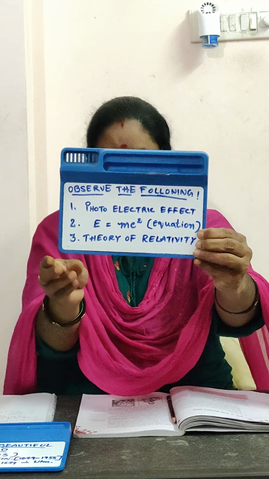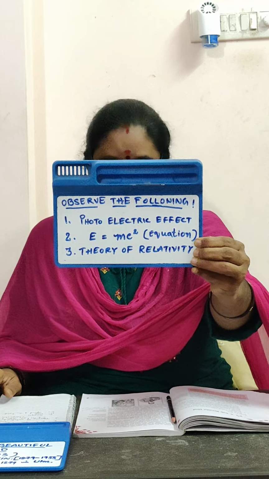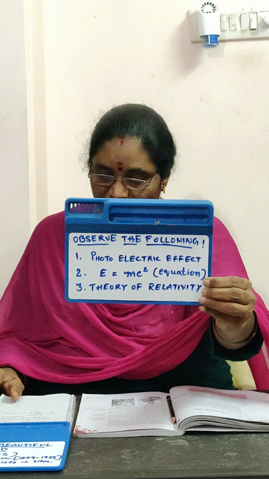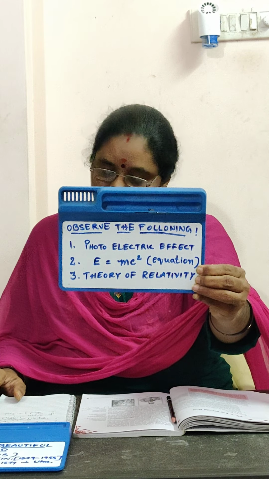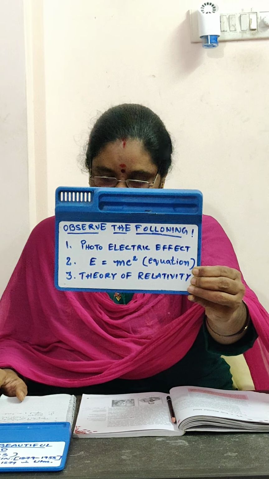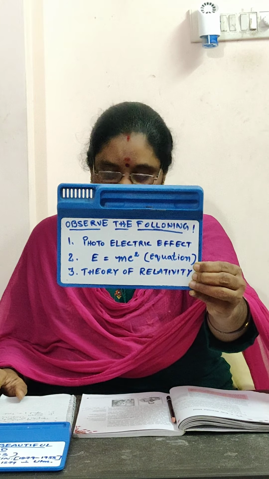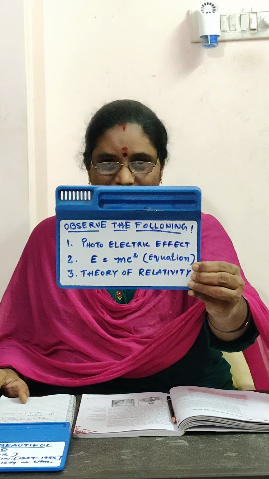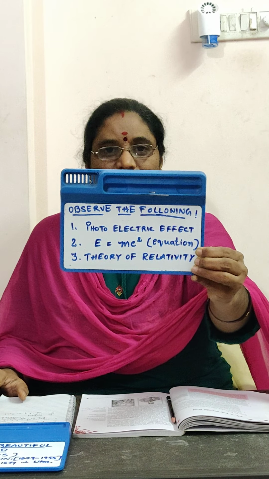Can you all see, children? The first one is photoelectrical effect. The second one is an equation: E is equal to mc square. Third one, theory of relativity. Like E and M are interchangeable. We can say E stands for energy, M stands for mass, and C for speed of the light. Could you all see? Please take it down in your running notes as well.